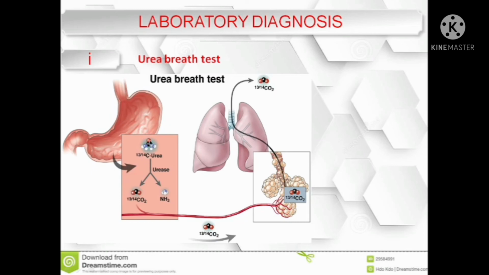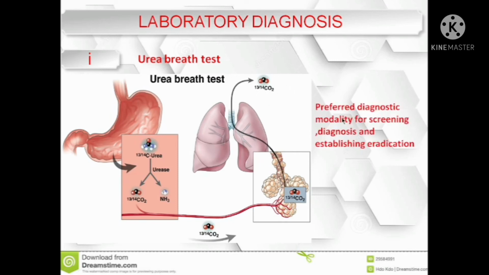So we call it the urea breath test. We always remember that a labeled urea is given orally to the patient. Once H. pylori is present, it breaks or splits the urea into bicarbonate and ammonia. Now this bicarbonate becomes CO2, right? It will move to the bloodstream, then be exhaled out. Then we are sure that H. pylori is present. When it's exhaled, we can measure it in the lab.